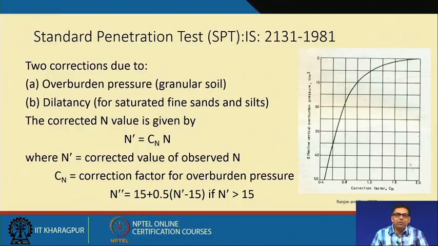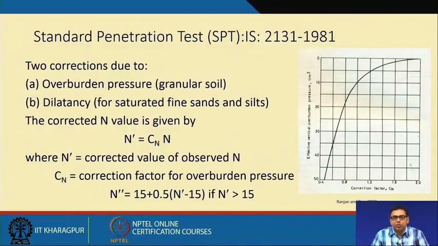But why will we apply the dilatancy correction? That is a very important question. We are applying these corrections, but why? The overburden correction is fine, because the overburden pressure is different at different depths, so we apply the overburden pressure correction. But why the dilatancy correction? Why is it required?